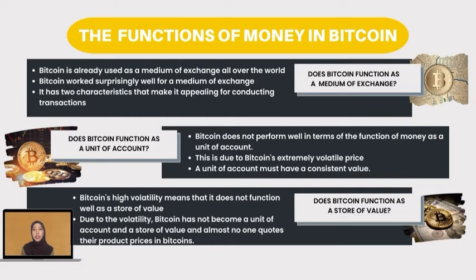Number three, Bitcoin's high volatility means that it does not function well as a store of value because it is obviously too risky. Bitcoin has not become a unit of account or a store of value, and almost no one quotes their product price in Bitcoin due to the high volatility.